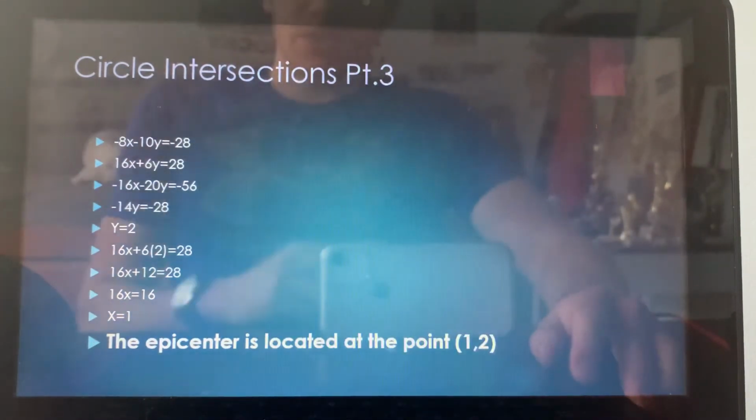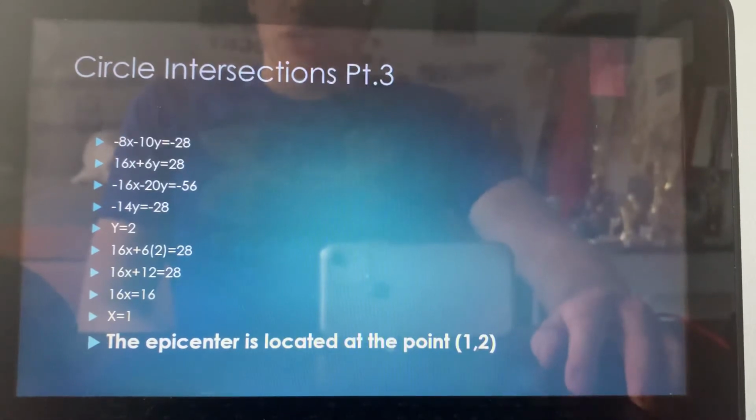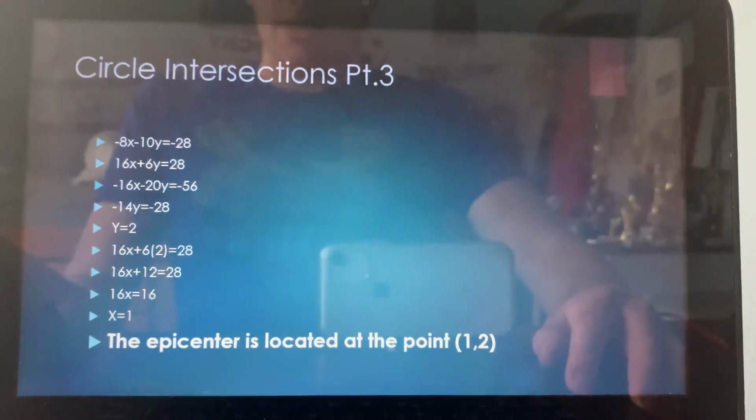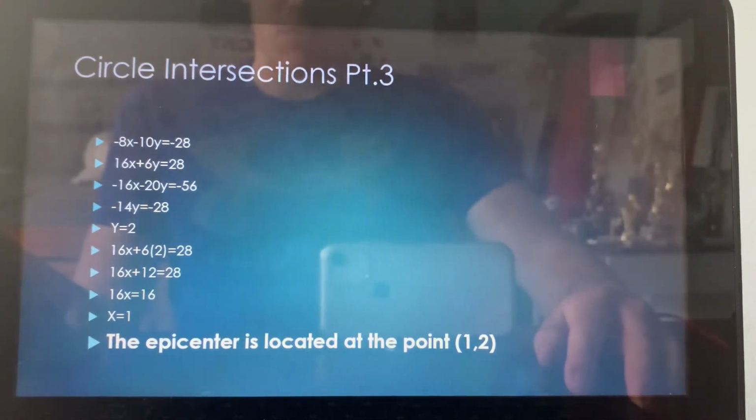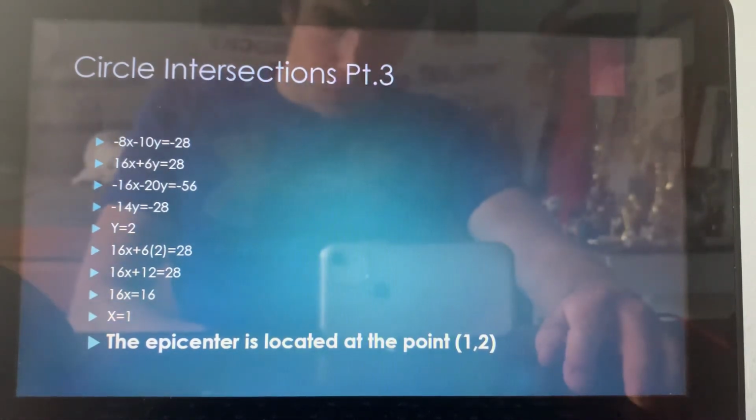So now let's solve these using elimination. We multiply the top one by 2 and get -16x - 20y = -56. We have to multiply all three of those. And we combine that with the second equation, 16x + 6y = 28. We end up getting 16 plus -16 is just 0, and 6 plus -20 is -14, and 28 plus -56 is -28. So we get -14y = -28. Divide both sides by -14 to isolate y, and we get y = 2.